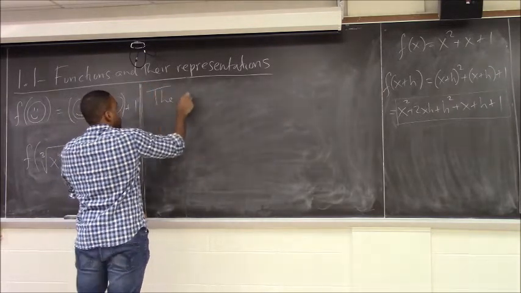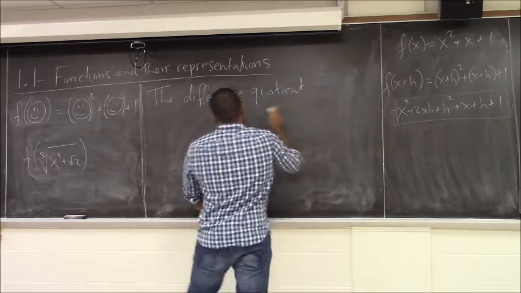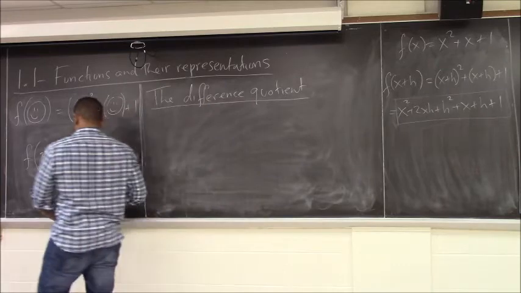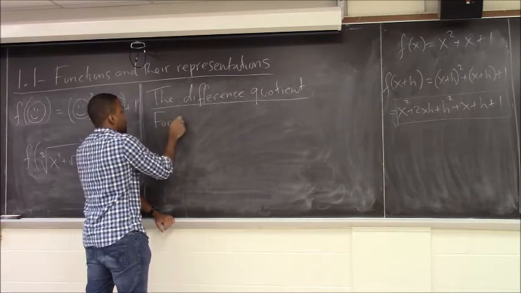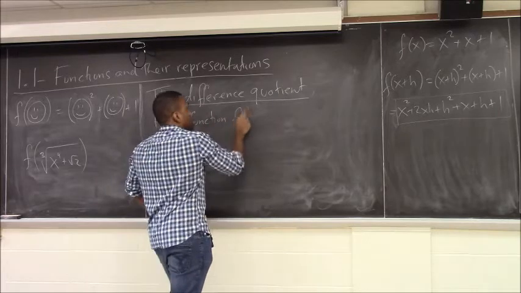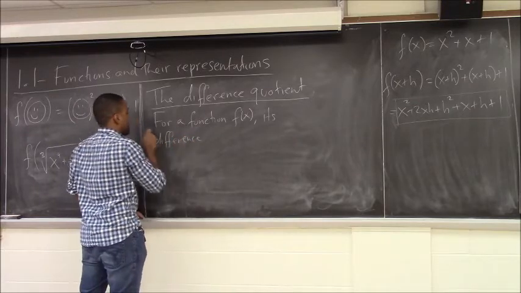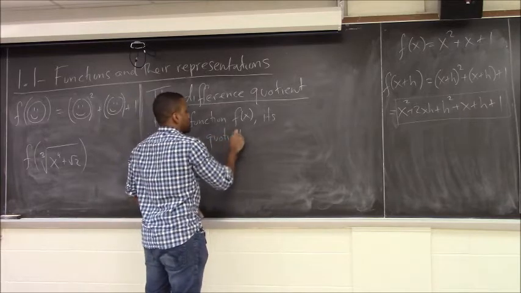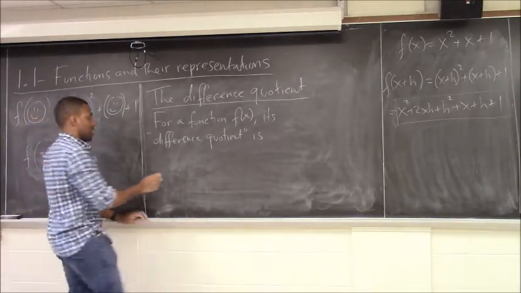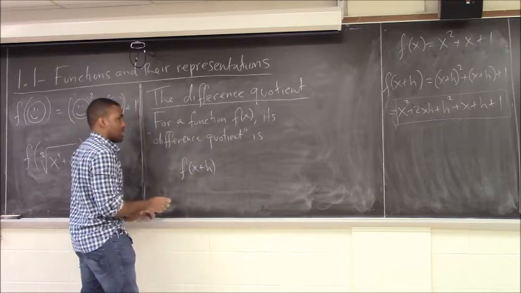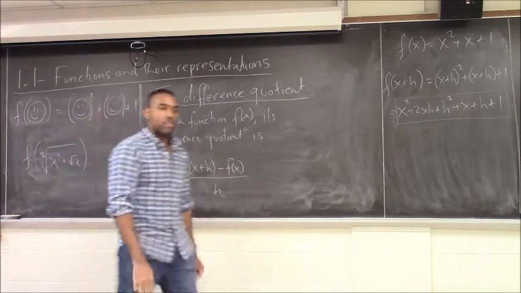What I want to talk about now is what's called the difference quotient. We'll return to this later, but it's an expression that you have or should have seen before. But you probably don't know where it comes from, and I'll actually tell you in this class where it comes from. For a function f of x, its difference quotient, as it's called, is, does anyone know what the difference quotient is? It's f of x plus h minus f of x, all over h. That expression is called the difference quotient for f of x.